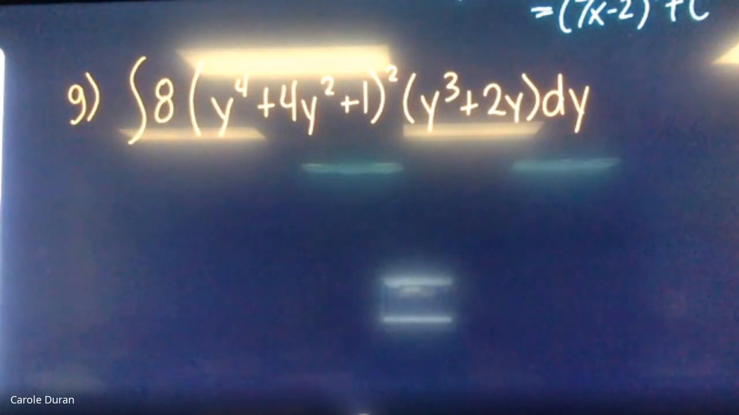Which one's the inside function? What's inside the parentheses, Deanna? There's two. What's inside the parentheses with the exponent outside of it? So that's your inside function, u, and then go from there.